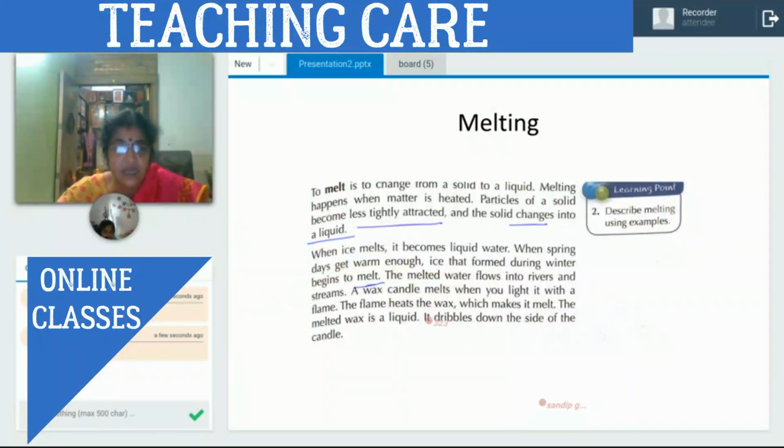When spring season comes, ice formed during winter begins to melt. Have you ever noticed that? Okay. So the melted water flows in the rivers and streams, right?